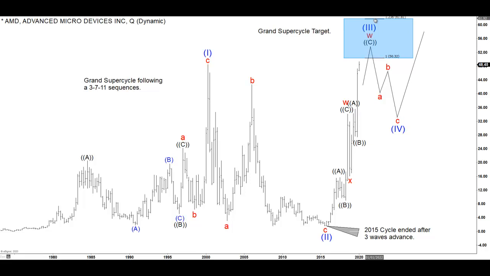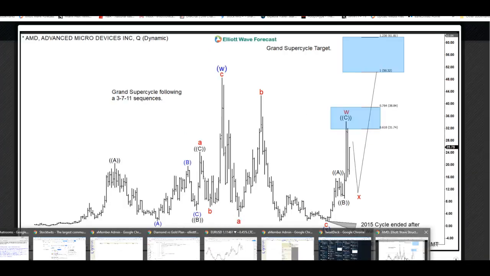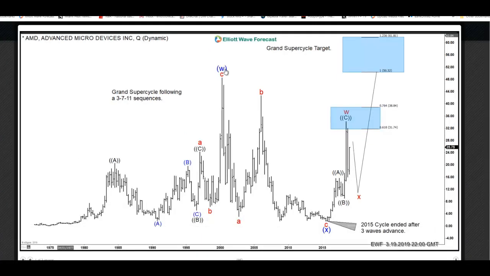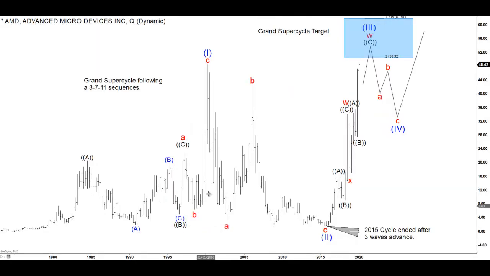Now, what is interesting is what's coming next, and there is a big difference that I want you guys to notice. If you look at this previous chart over here, it reads W right here and X right here, meaning that it is a WXY advance in AMD. Now, if you look at the current chart, it reads 1 and it reads 2. And there is a main reason for that.